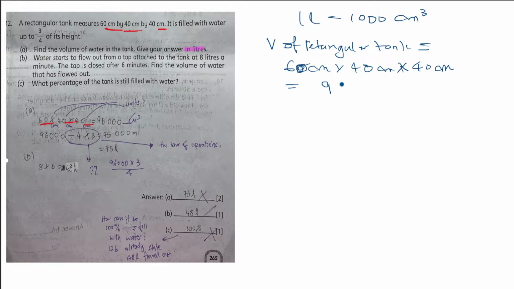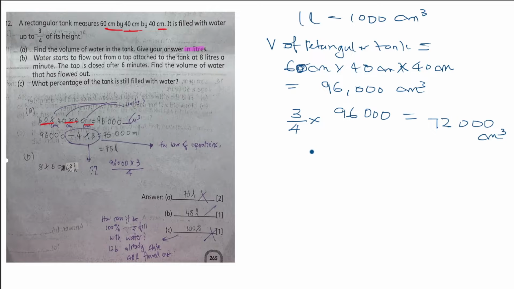So when you use the calculator, you have this centimeter cube. So you have to convert this into a liter. It says that it fills up to 3/4 of the height. So this is not the full, this is 4/4. So 3/4 of what? Of the height. Will give you 72 centimeter cube. Convert this into liter, will be 72 liter. So this one should be 72 liter.